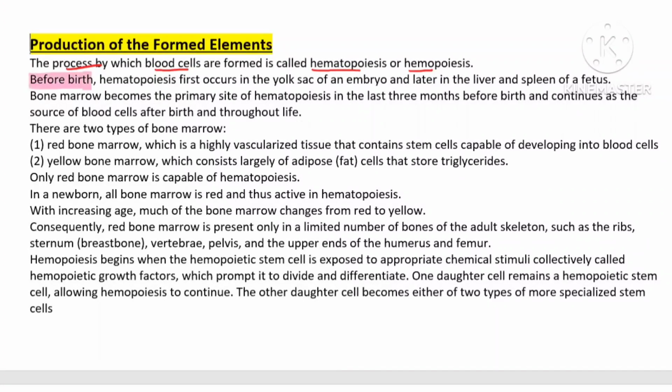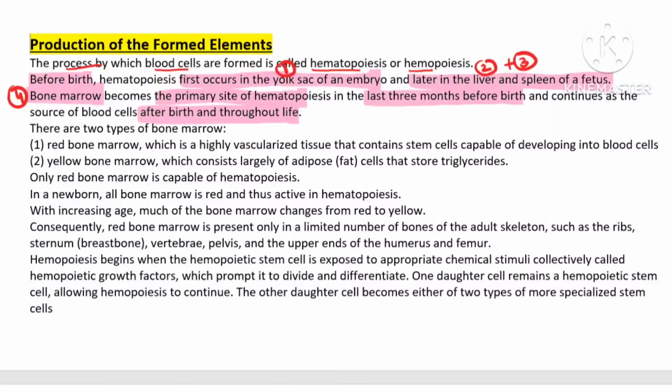before birth, it first occurs in the yolk sac and later it occurs in the liver and spleen. And finally, the bone marrow becomes the primary site of hematopoiesis in the last 3 months before birth and continues to be the source of blood cells even after birth and throughout life. So suppose the sequence: first is the yolk sac, second is liver and spleen, and last is bone marrow, which is continuing.